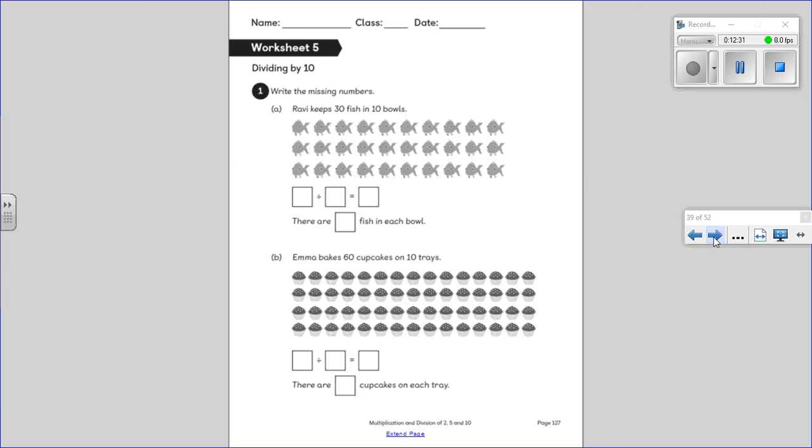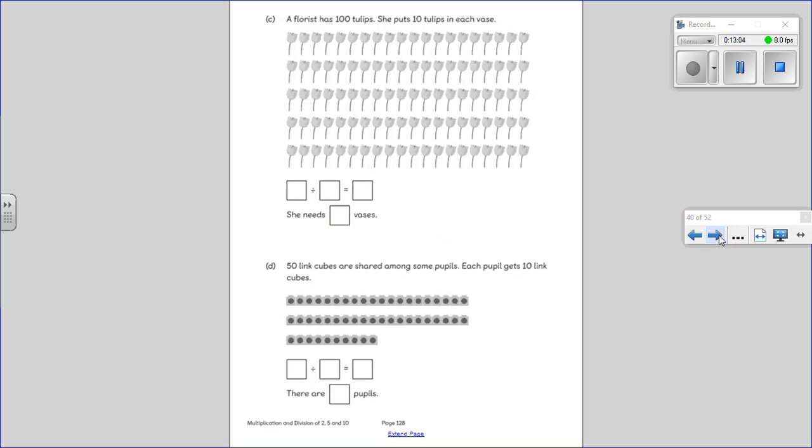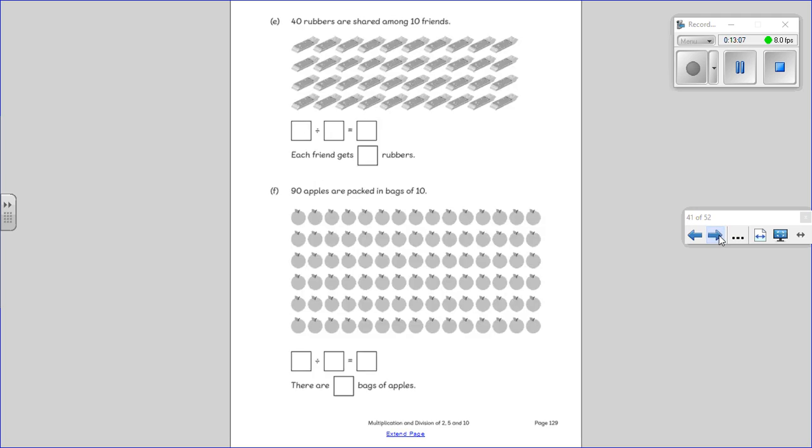Brilliant work. Okay, so today's worksheet is still in workbook 2A. We are going on to the next worksheet, so that's page 127, worksheet 5, and we're dividing by 10. Like I've said for the past couple of days, read the question carefully. Is it grouping or is it sharing? For example, this one, Ravi keeps 30 fish in 10 bowls. We know we're going to have to put the fish into bowls of 10, so we are grouping them. Okay? Have a little look through each question, whether you're grouping or you're sharing them.